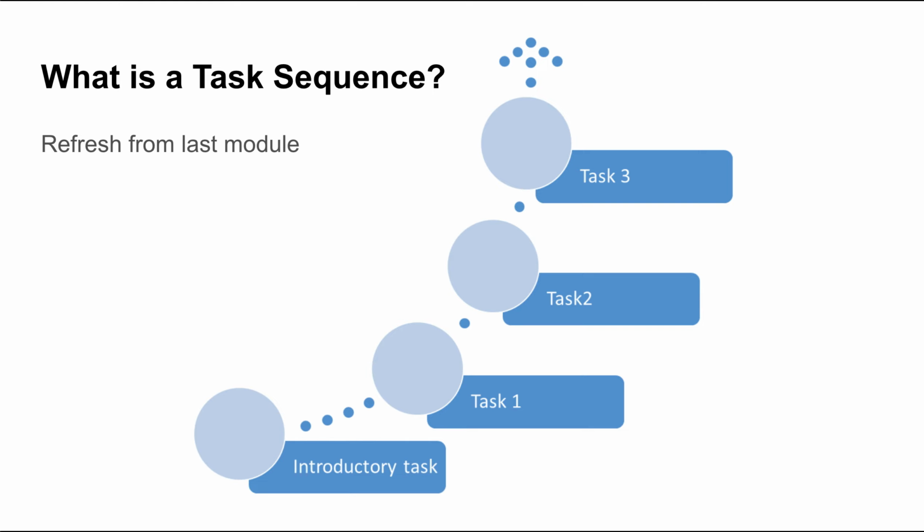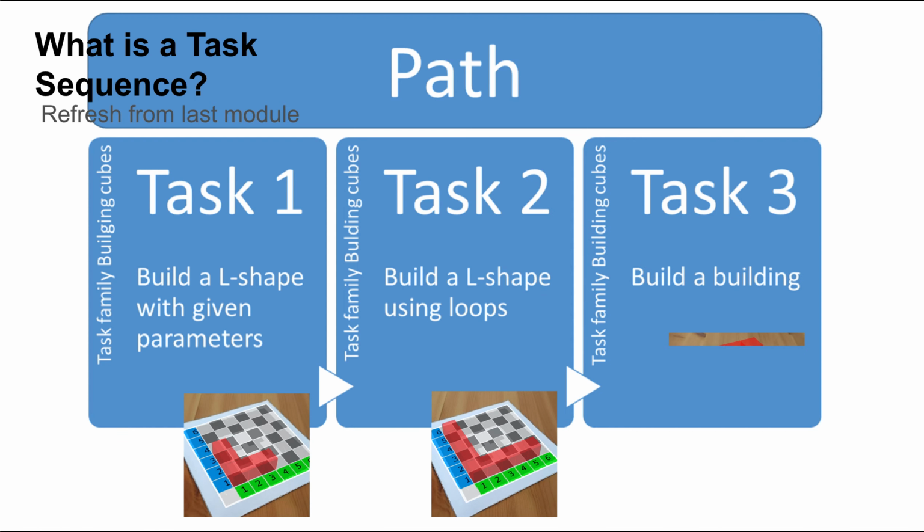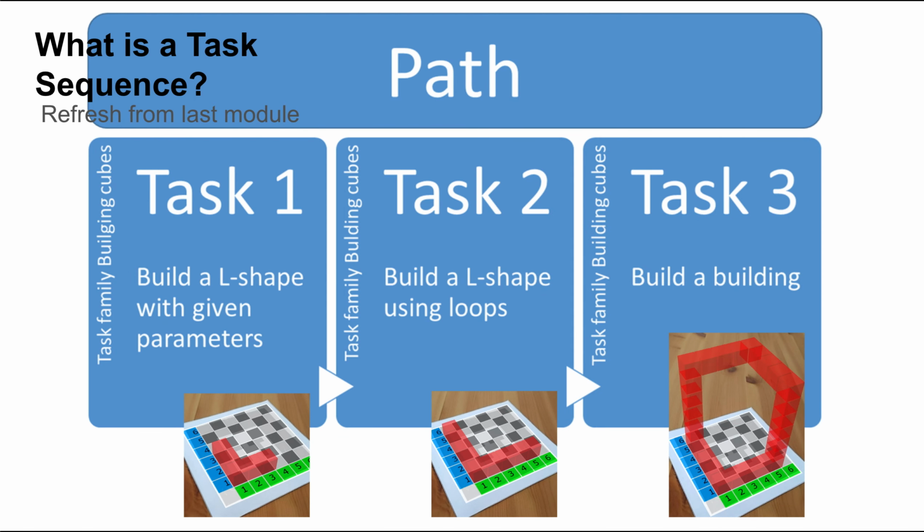Like we discussed in the last module, a sequence of tasks is called a path in the Colette web portal. Creating a path means that you make a sequence of tasks of different difficulty level, usually starting with the easier tasks and then complicating things so that, for example, students will realize automatically that the use of loops is needed. Here is one example path consisting of 3 tasks of increasing difficulties.